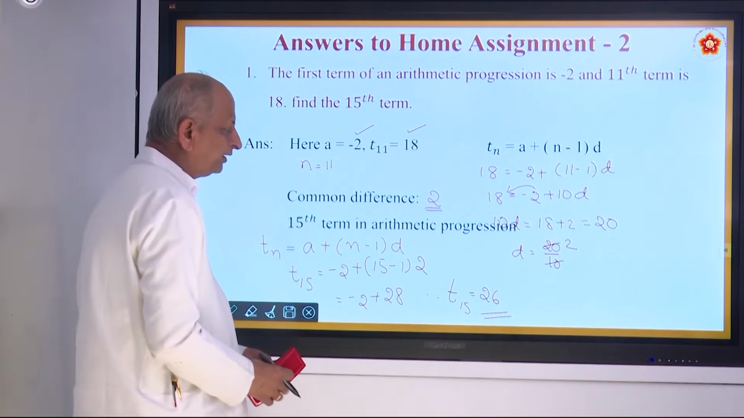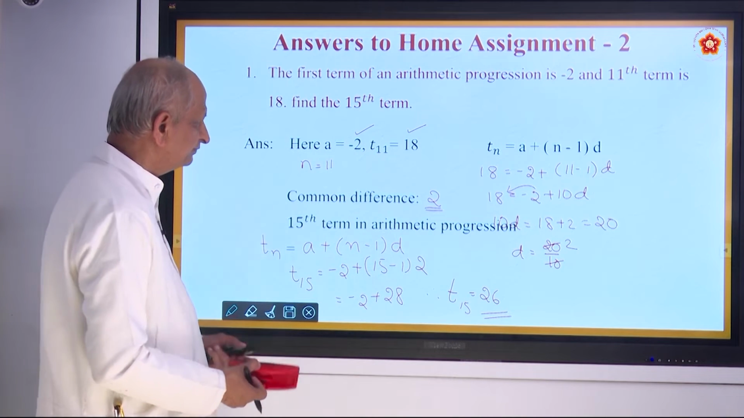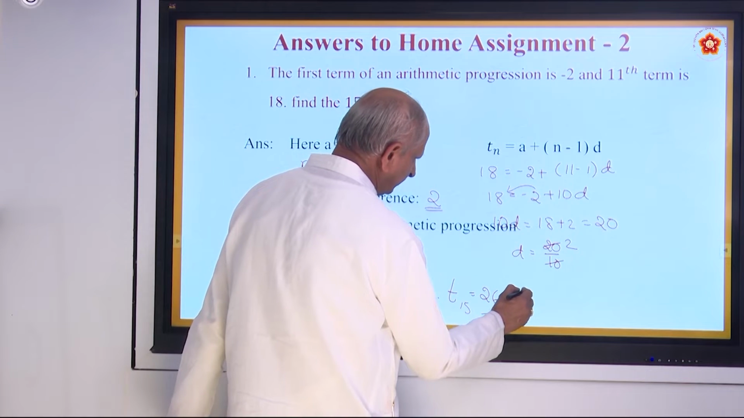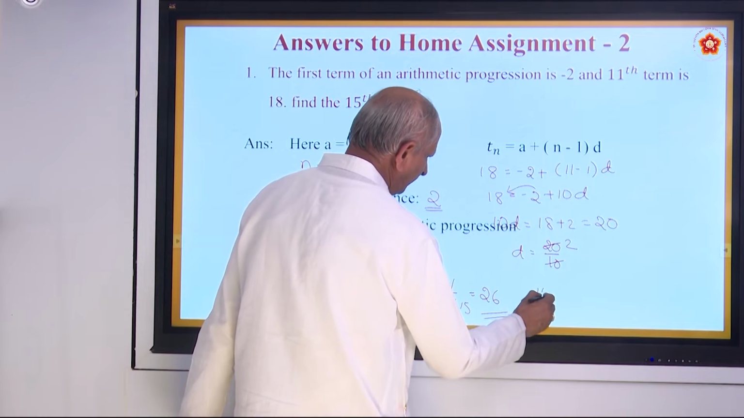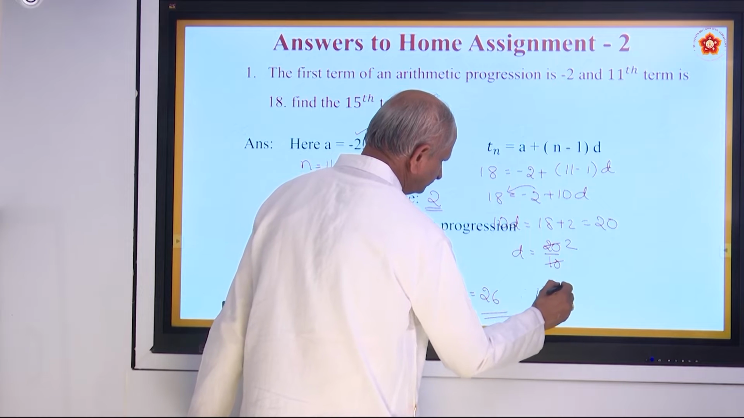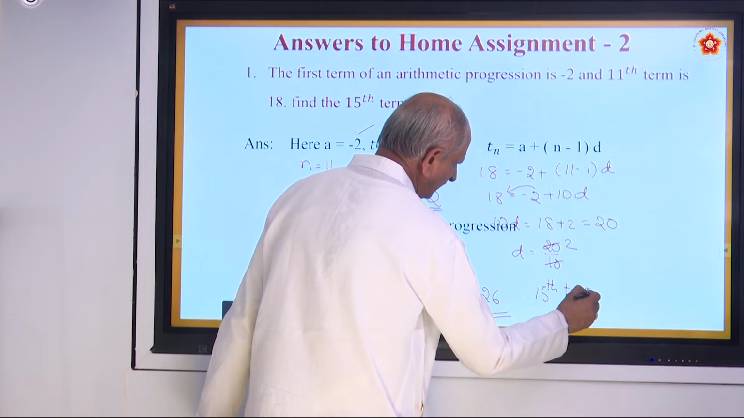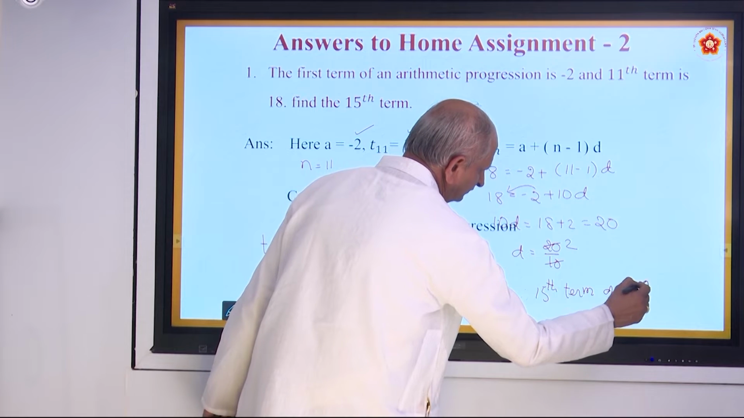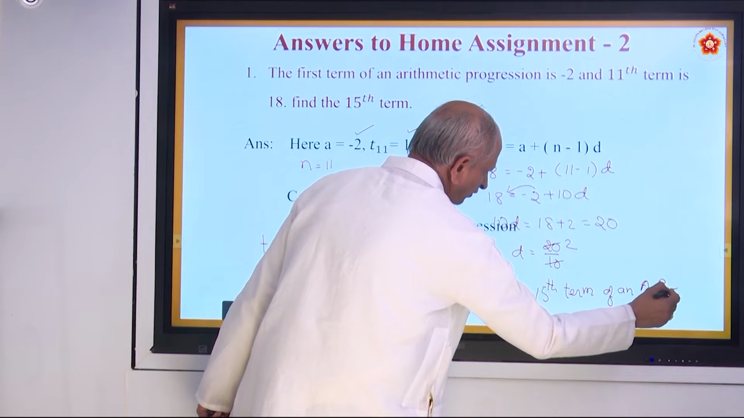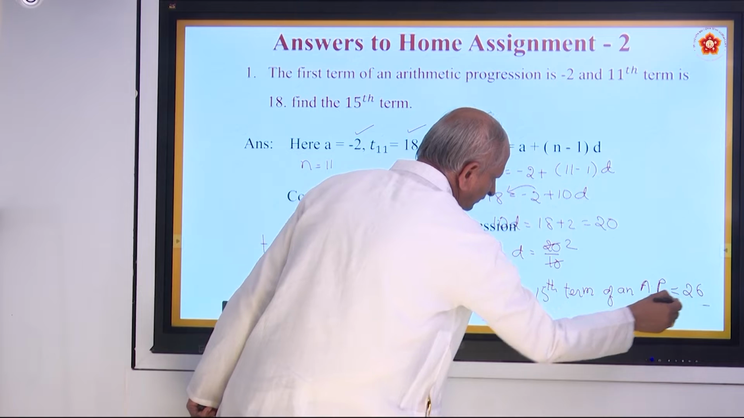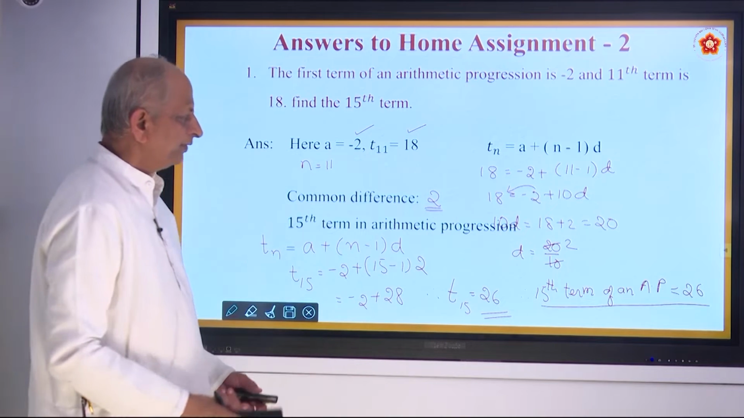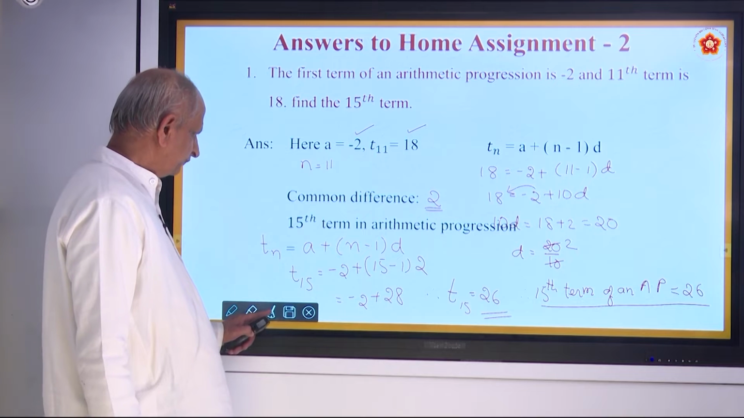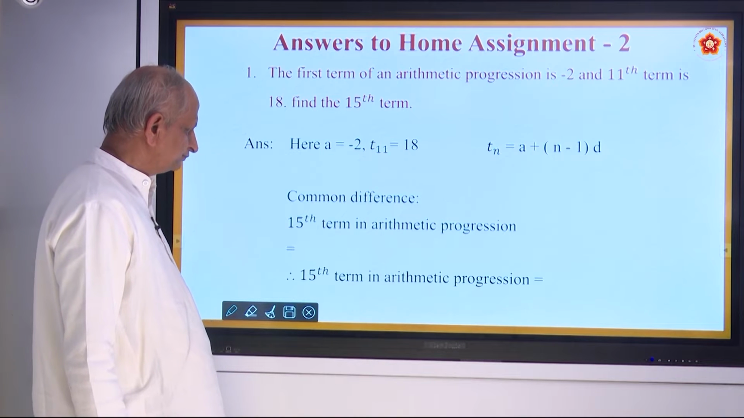You can check if you want. Write the series, find out the 15th term. Therefore the answer you must write: therefore the 15th term of the AP is equal to 26. Don't forget to write the answer. Okay. Noted? Super. We will pass on to the next question.